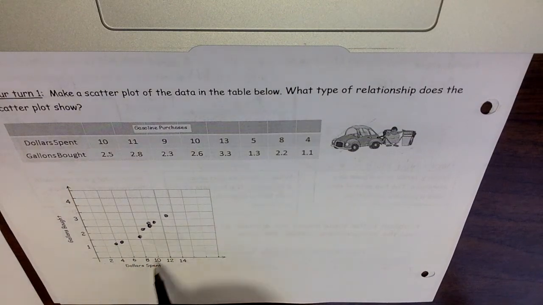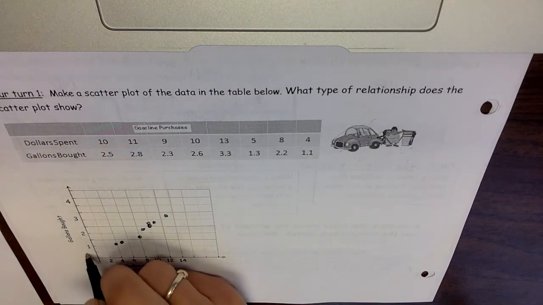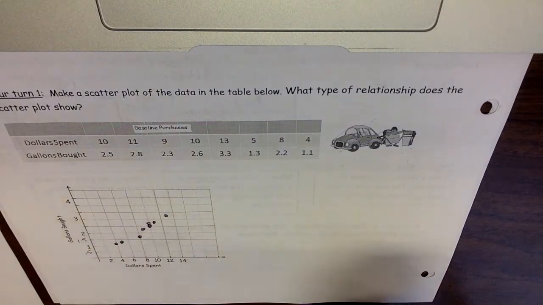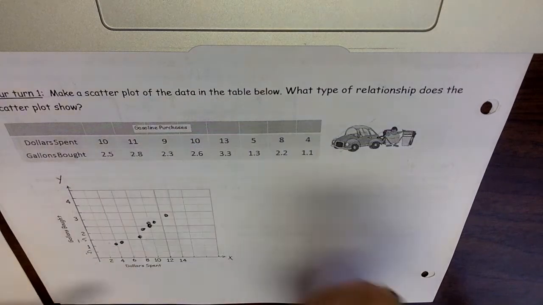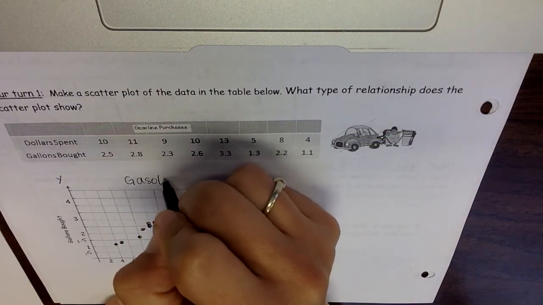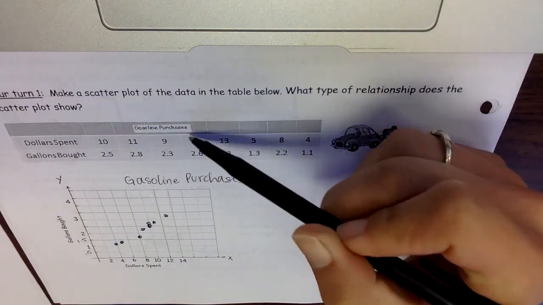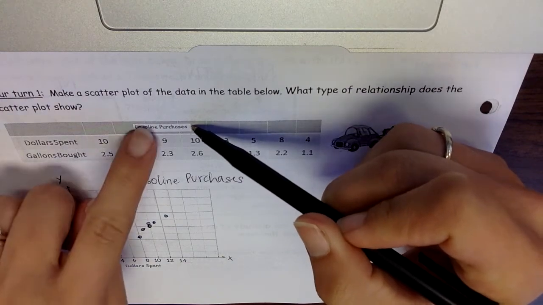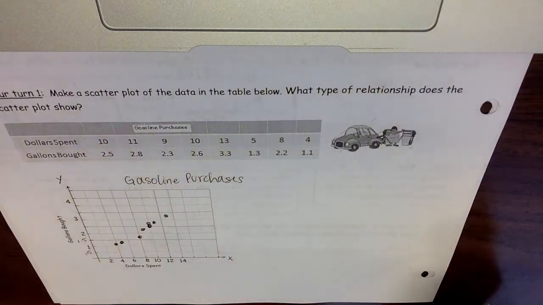So these are counting by twos. And over here, the scale is 0.5, 1.5. So that's something you have to be careful about. These axes are labeled. Dollars spent is our X, gallons bought are our Y. And we need to label this gasoline purchases. And I just took the title from right here, gasoline purchases. And the question is, what type of relationship does the scatter plot show?